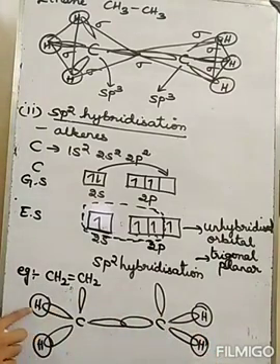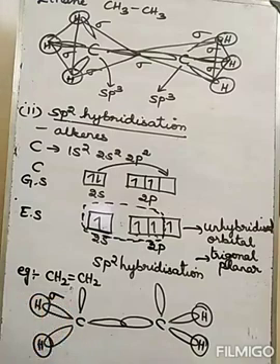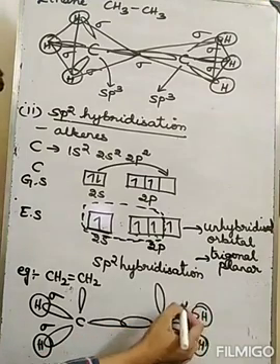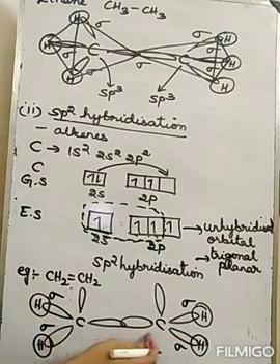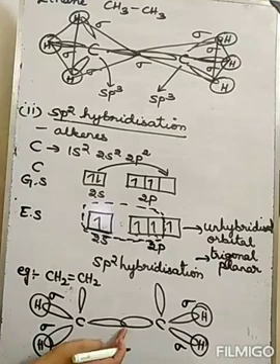Okay, so this is a head-on overlap, so this is a sigma bond. This is a head-on overlap, so this is a sigma bond. And this is also a head-on overlap, a sigma bond. So this carbon's orbital and this carbon's orbital have a head-on overlap, so this is one sigma bond.